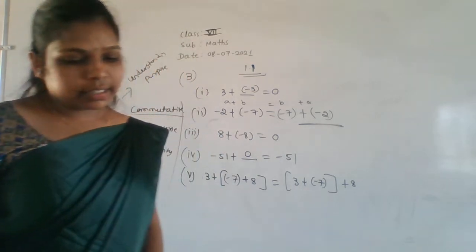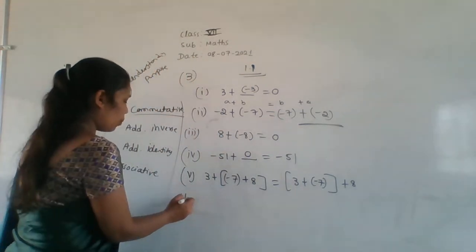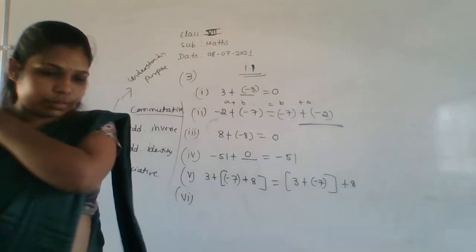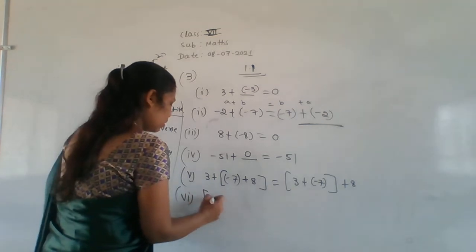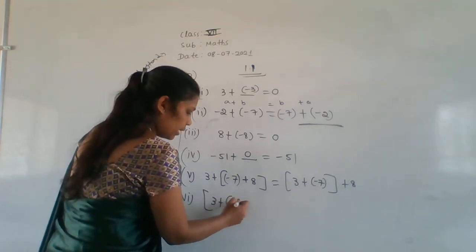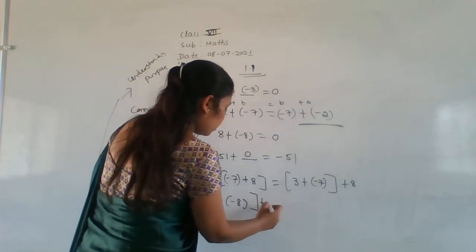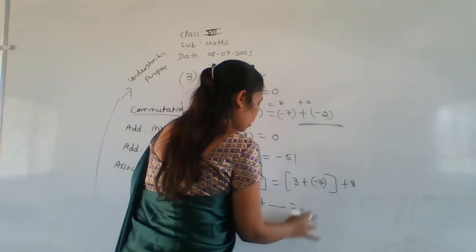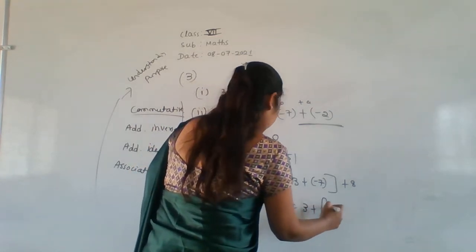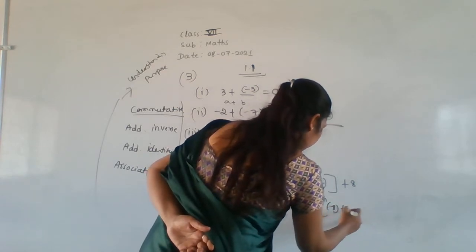Sixth one. At the end we have to write the sixth one. Sixth one is also the same thing, associative property only. So here the sixth one: 3 plus (minus 8 plus 7) is equal to (3 plus minus 8) plus 7.